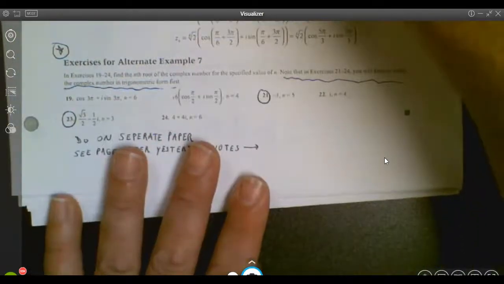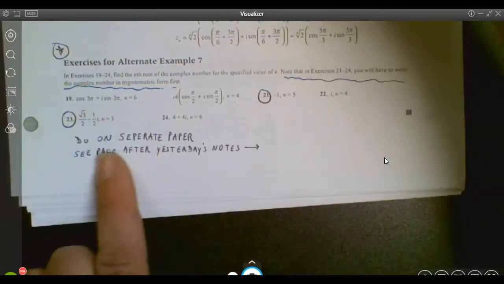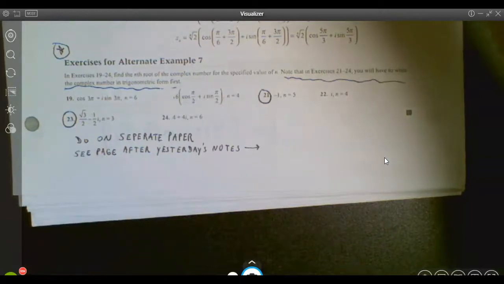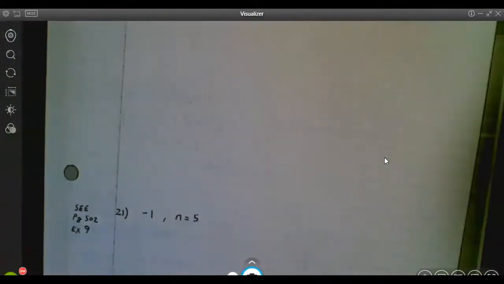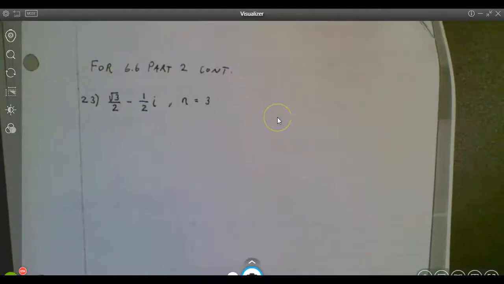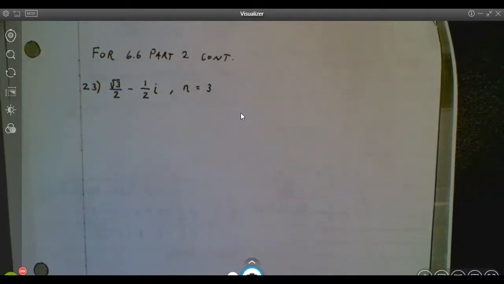So let's go through 2 of these together, and this will finish off the chapter for us. So we're going to be doing these guys on another page. If you're taking your own notes, you can do this on your own piece of paper somewhere. So we're going to start with this one, because this one is going to be more similar to what we just did. Then I'll do number 21 to end it. So they want us, in this case, to take the cube root of our z value.